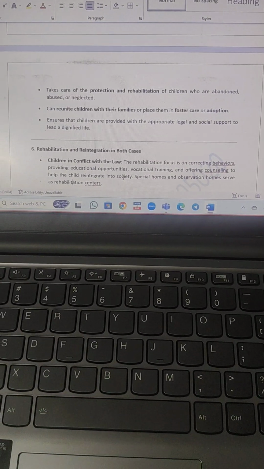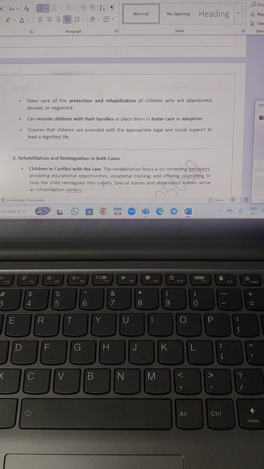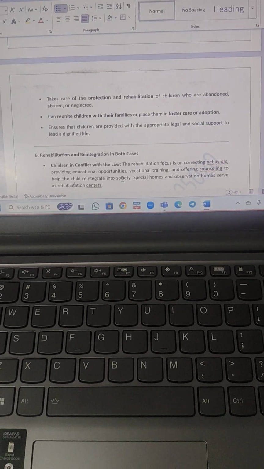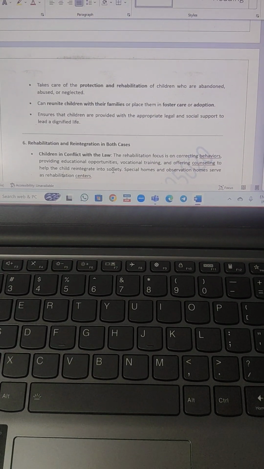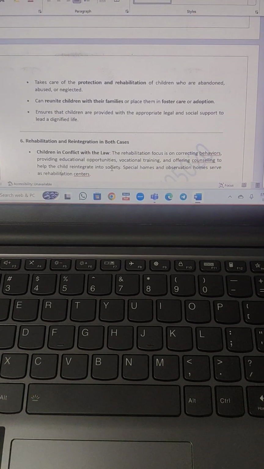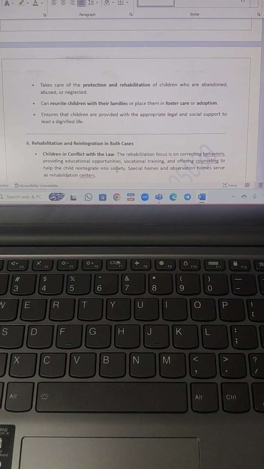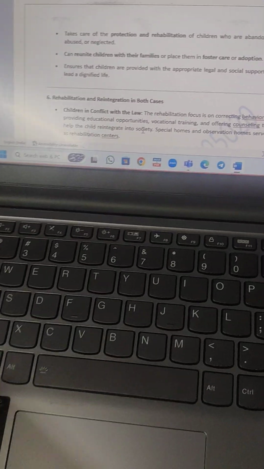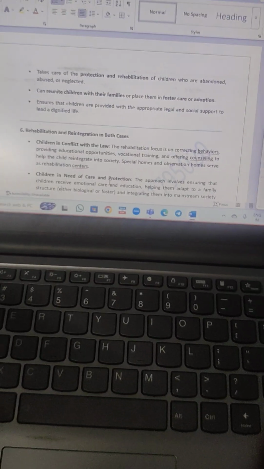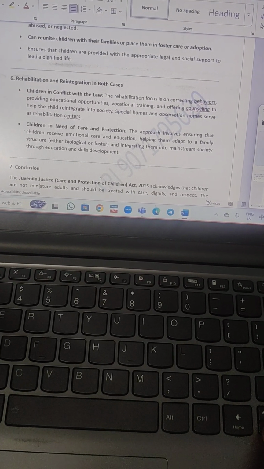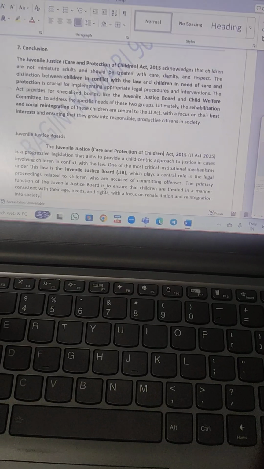takes care of the protection and rehabilitation of children who are abandoned, abused or neglected, can reunite the child with the family or provide foster care or adoption, and ensures that the children are provided with appropriate legal and social support to lead a dignified life. Now, rehabilitation and reintegration in both the cases. So the main focus in both the cases is rehabilitation and reintegration into society.